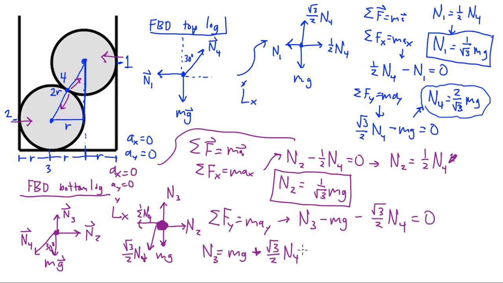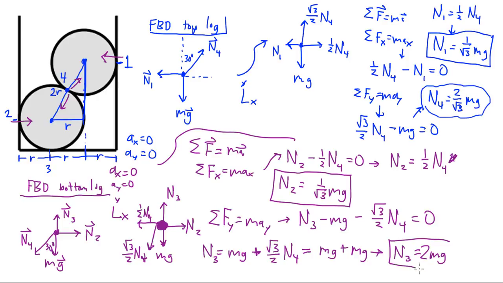So, actually, I'm not going to do that yet. I'm going to go, that equals mg plus, and then √3/2 times N4. Well, N4 is 2/√3 mg. Oh, so that's kind of convenient. So mg plus mg. So then N3 equals 2 mg.